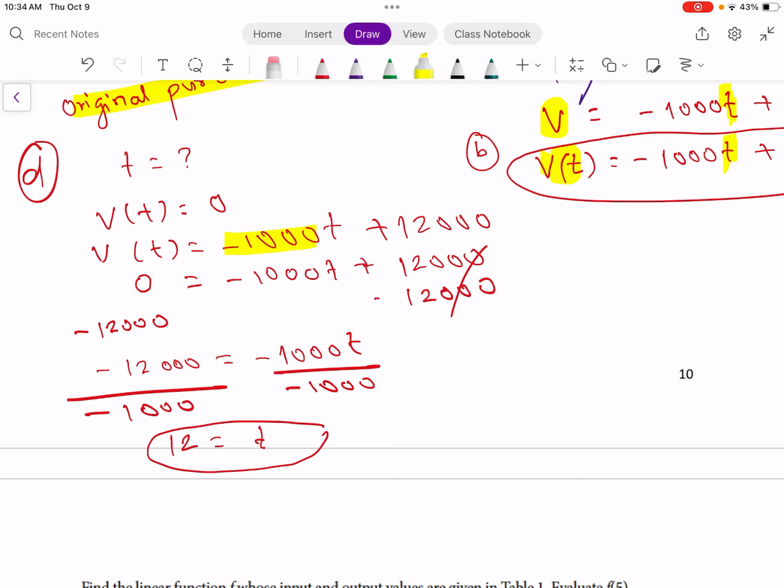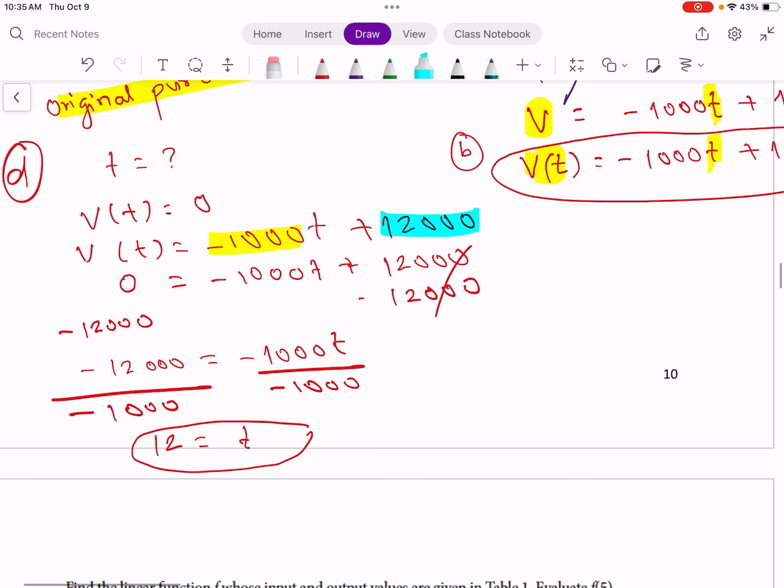Now, what about the y-intercept? What is the y-intercept for this function? $12,000, right? And what is this $12,000? This is the original purchase price of the printer. So, this is the value of the printer when T is 0. T is 0 means that's the purchase date. So, that's the price of the printer on the purchase date.